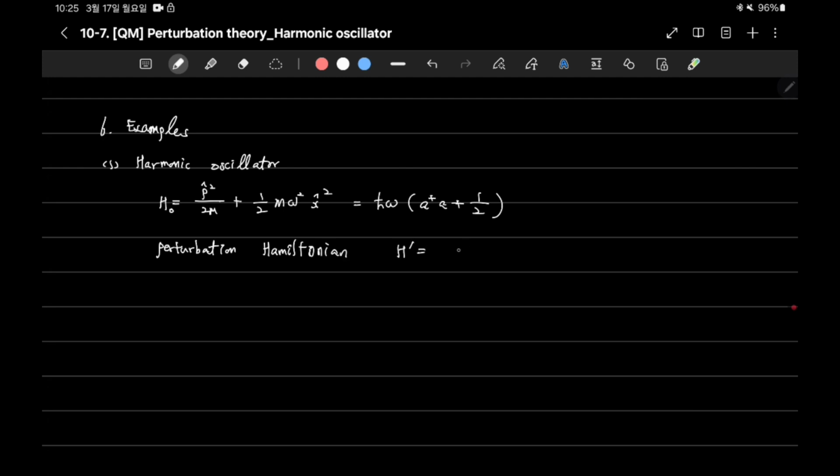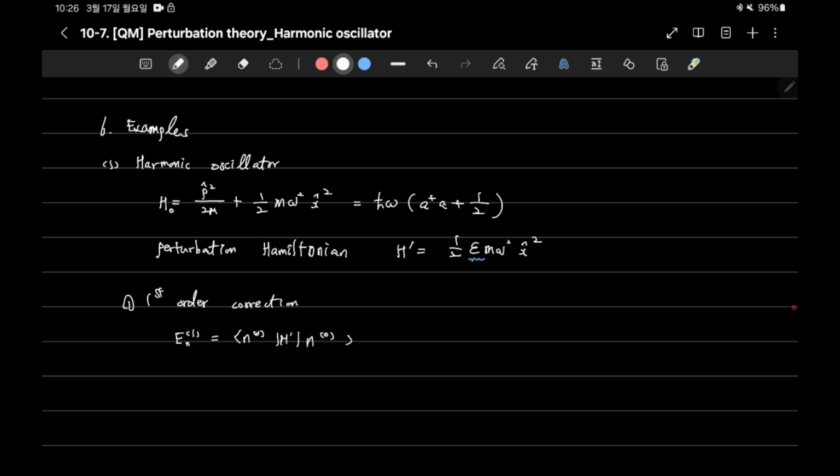The perturbation Hamiltonian is 1/2 epsilon m omega squared x squared. Here, epsilon is an additional parameter, very small and less than 1, a small parameter for the perturbed case. This harmonic oscillator is not degenerate, so let's think about the first order correction. Then the first order energy correction is <n0|H'|n0>.